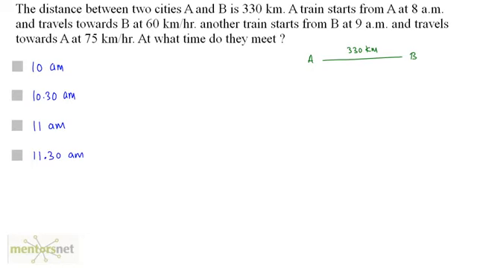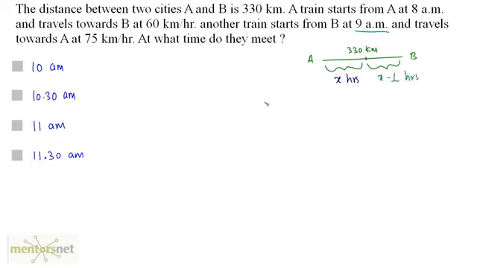So the distance between these two cities is given to us, which is 330 kilometers. Let us say that these two trains meet at this point. Now let us assume that the time taken for the train which starts from A to reach the meeting point be x hours. Now the train that starts from B starts 1 hour late, because the train starting from A was starting at 8 a.m. and train B starts at 9 a.m., so it is 1 hour late. Hence the time taken by the train starting from B to reach the meeting point will be x minus 1 hours.